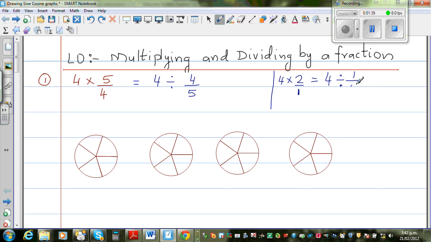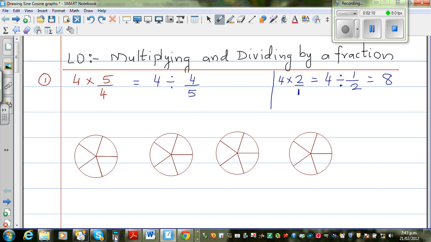4 divided by half. If you want to answer the question 4 divided by half, you need to think, we know that 4 times 2 is 8. 4 lots of 2 gives you 8. But when you're thinking 4 divided by half, you're asking, when you divide 4 into halves, how many halves do you get? One whole has two halves, two wholes have 4 halves. So 4 wholes have 8 halves. So this and this are the same.